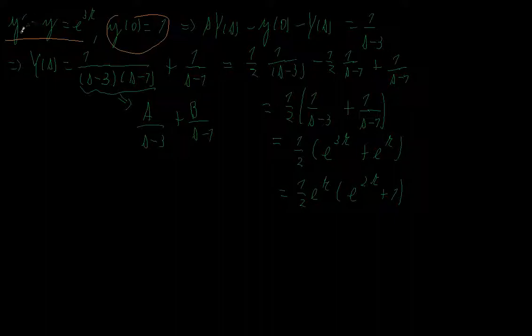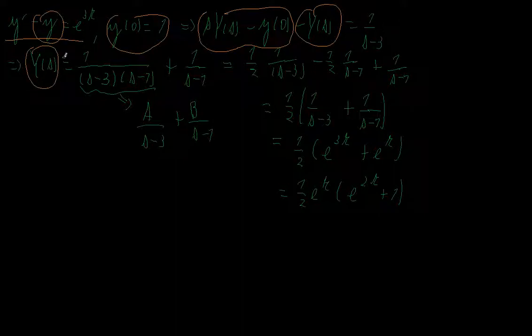The Laplace transform of y prime is s times capital Y minus y of 0, and the Laplace transform of minus y is minus capital Y of s. And the Laplace transform of e to the 3t is 1 over s minus 3. So now I solve for capital Y. I get that capital Y of s is equal to 1 over (s minus 3) times (s minus 1), plus 1 over s minus 1.